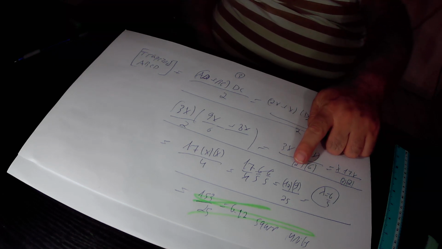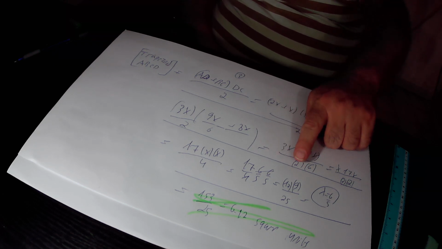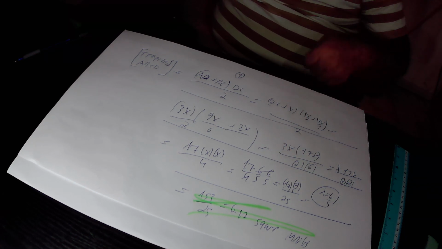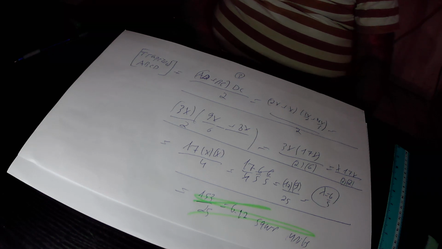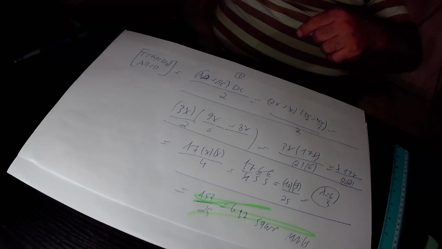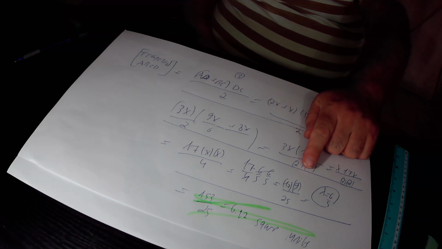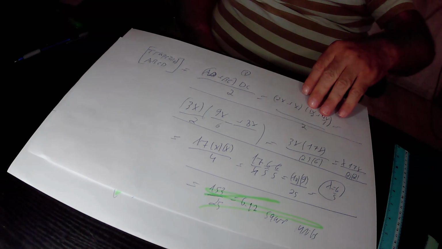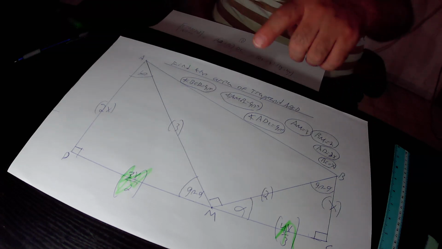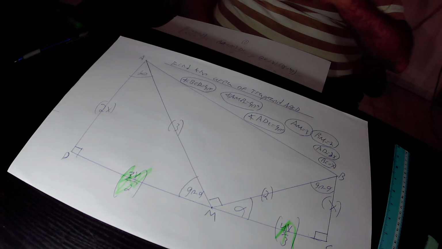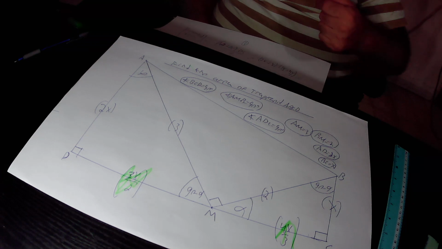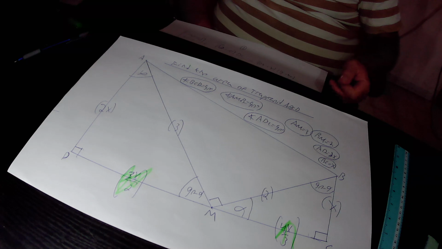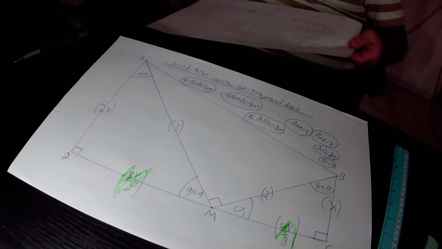Okay? So in total we have 17 times 9 in the numerator over 5 times 5, that is 25. So the area of the trapezoid ABCD equals 17 times 9, which is 153 over 25. So the area of this trapezoid ABCD equals 153 over 25 square units, or in terms of numbers, 6.12 square units. Okay, thank you very much.